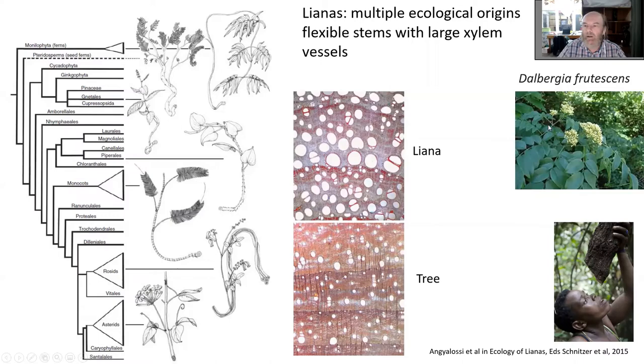This Dalbergia frutescens is one of the species which are quite flexible. It can be a tree or liana. And so when you look at the xylem for the individuals from the same location, which are trees and lianas, you can already see visually the difference, much bigger trachea for the liana.